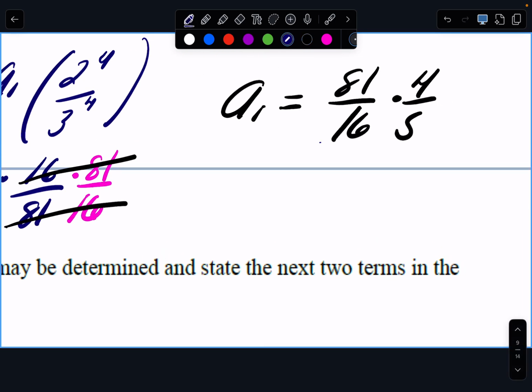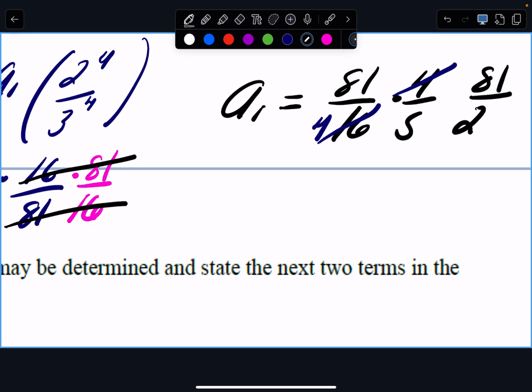So now I'm going to simplify. 16 and 4 divide out to be 1/4. And now I'm going to go like this in my calculator. Does 81 divide by 5? It's a decimal, so I'm not doing that. But what about 81 divided by 4? No. So is that just it then? It's 81/20. A sub 1 is 81/20.